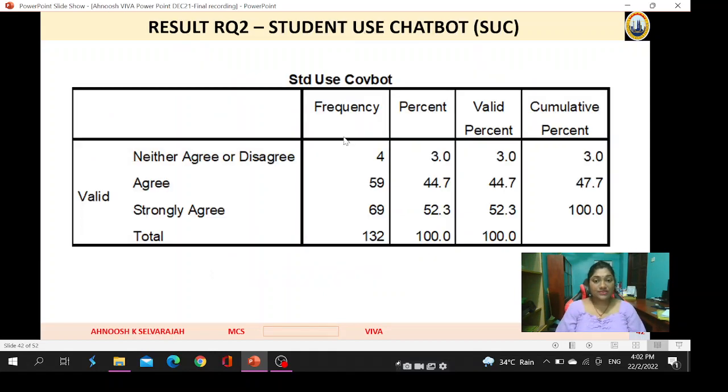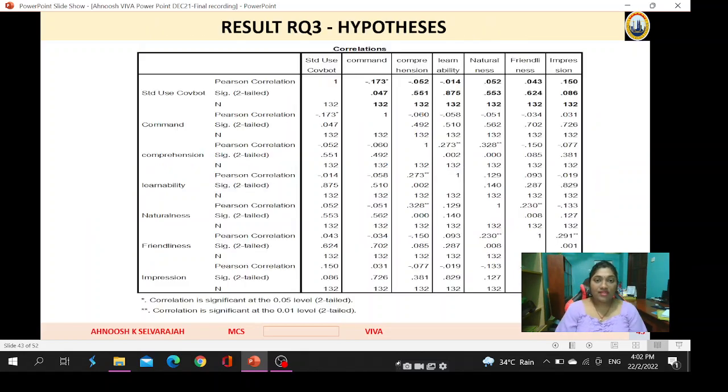Students use Curvebot. Most of them agree to use Curvebot. 52.3% plus 44.7% is almost 97%, if I'm not mistaken. So 97% of them agree or strongly agree to use this modified, improved Curvebot. So this is the result for research question 3. So this is the result.